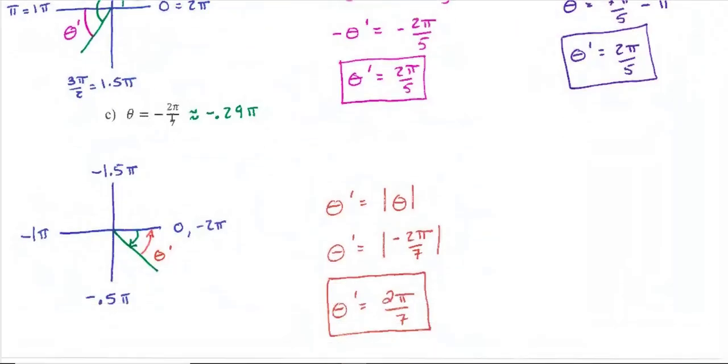Theta equals negative 2 pi over 7. So this is a negative angle, so I'll set it up as 0, negative 0.5 pi, negative 1 pi, negative 1.5 pi, negative 2 pi, going clockwise. So negative 2/7 is about negative 0.29, so that's going to be between 0 and negative 0.5. So it's some angle going clockwise in quadrant 4. Well, now you can see the reference angle is the same angle, except it's going counterclockwise. So theta prime is going to be the absolute value of theta, which is going to be positive 2 pi over 7. So that's how you find your reference angle.